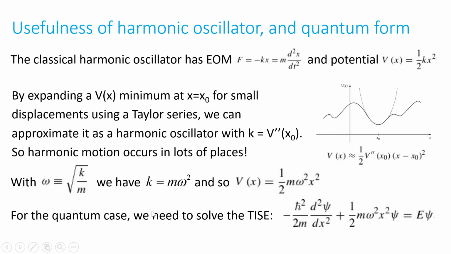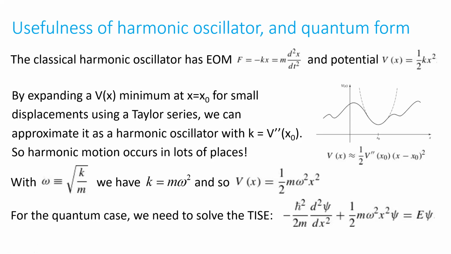For the quantum case, as we learned last time, to really get at a quantum system, we need to solve the TISE, the time-independent Schrödinger equation, which is this: the kinetic energy term, plus the potential energy for the harmonic oscillator, which is this 1/2 m omega squared x squared, times psi, is equal to E psi. And that gives us the stationary solutions. From those, we can build up the general solution as a function of space x and time t if we want to.